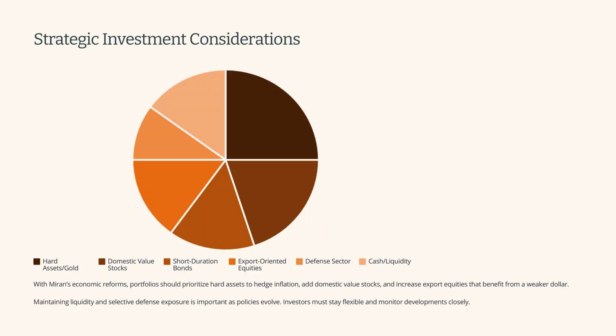Finally, let's consider strategic investment considerations. This pie chart shows key asset classes. Prioritize hard assets, gold, to hedge inflation. Add domestic value stocks, and increase export-oriented equities that benefit from a weaker dollar. Maintain cash liquidity and selective defense sector exposure as policies evolve. Investors should stay flexible and monitor developments closely to navigate these changing times successfully.